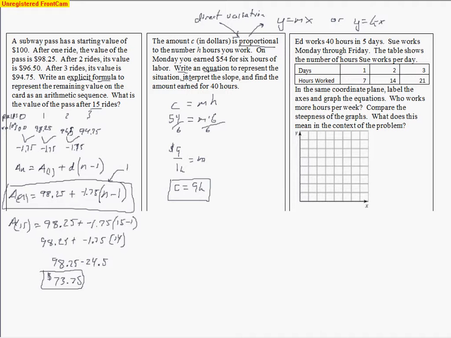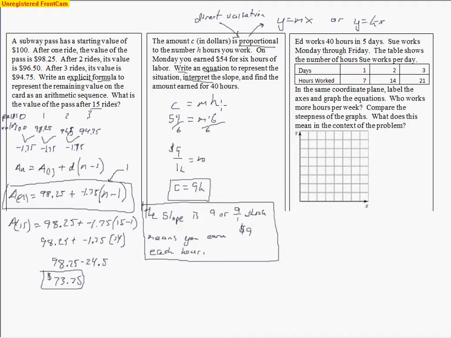We wrote the equation. Now we have to interpret the slope. So the slope is 9, or 9 to 1. And when I relate that, it just means whatever's on top of the fraction. So on top of the fraction is dollars, which means you earn $9 each hour. So that is the interpretation of the slope. Now they ask us to find the amount earned after 40 hours. Well, that's just C equals 9 times 40. So I multiply those, and I get $360 is the amount I earned.